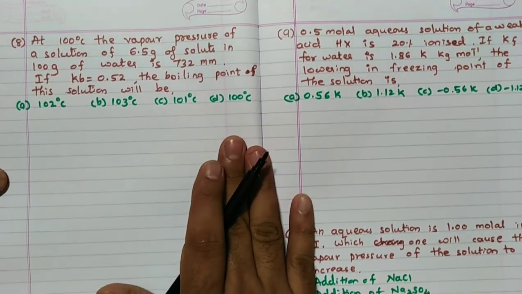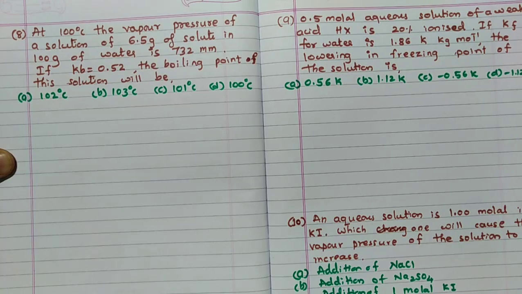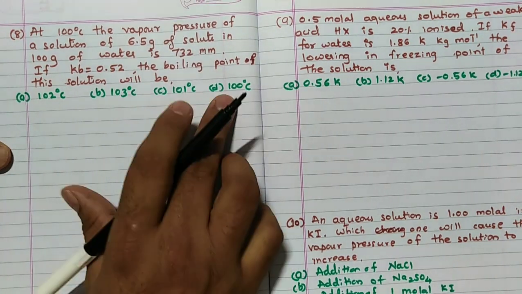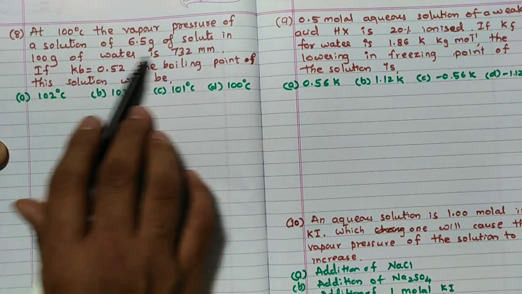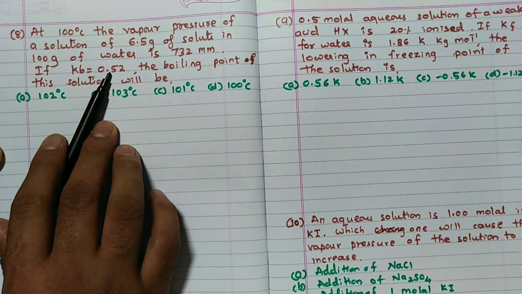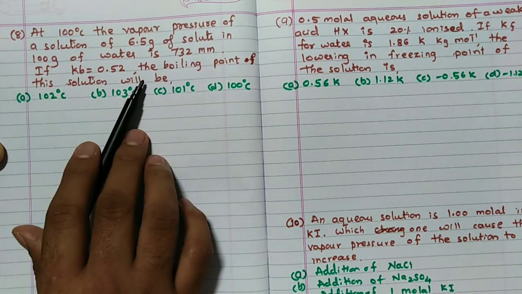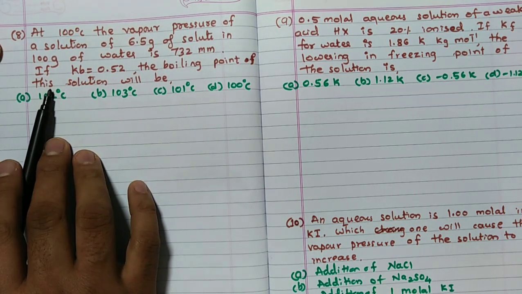Then the 8th question you can see. The 8th question is: in this particular case, at 100 degrees Celsius, the vapor pressure of a solution of 6.5 gram of solute in 100 gram of water is 732 millimeter. If Kb is 0.52, the boiling point of the solution will be. So here you have to see what they have given. They have given the boiling point of this solution.